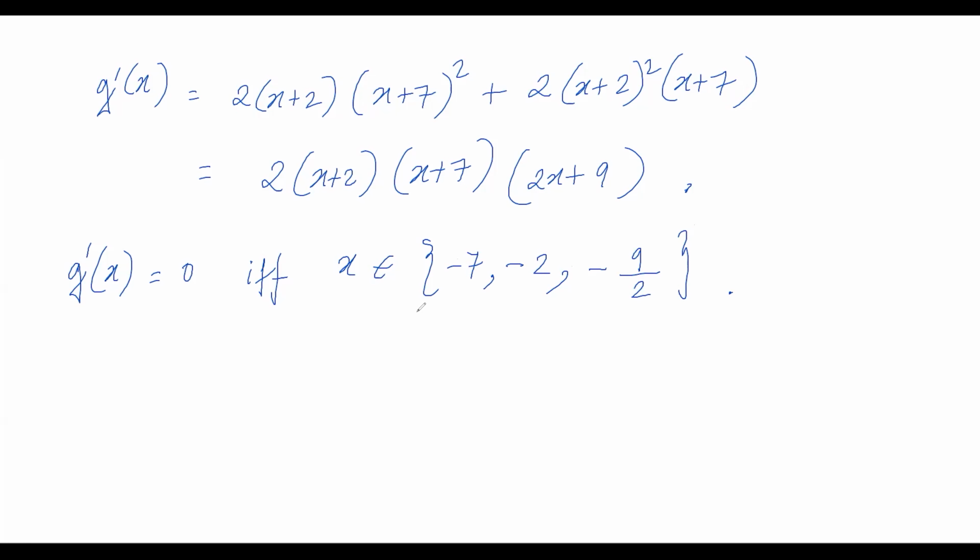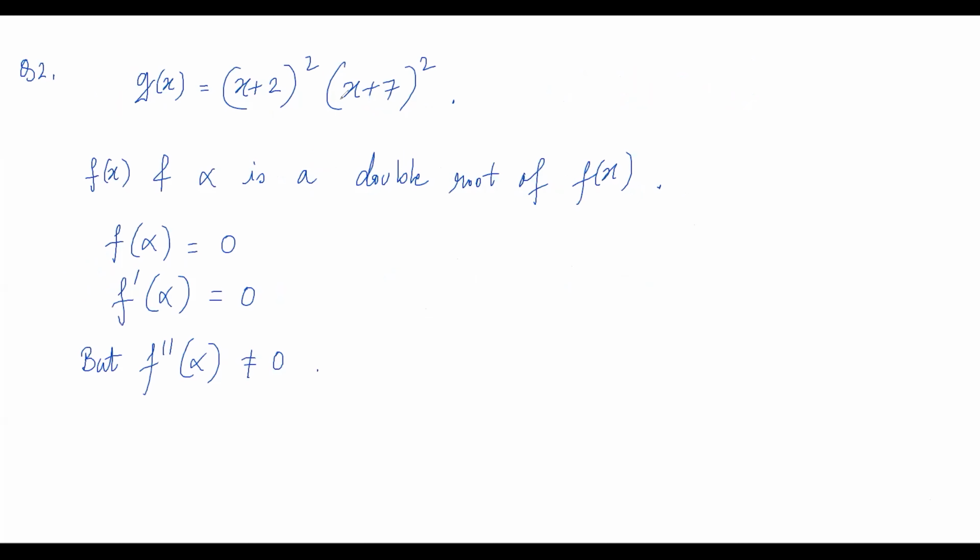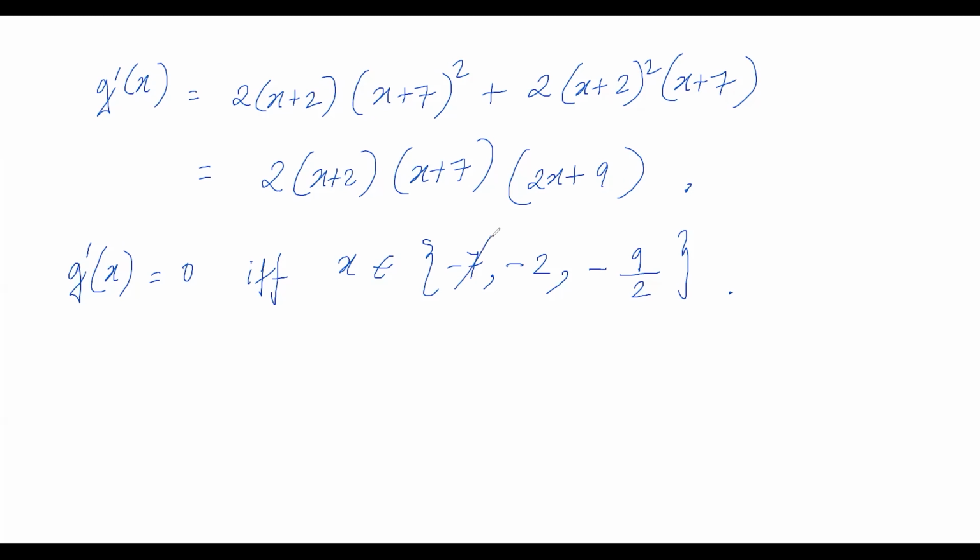But we see that if alpha is minus 7, then not only is minus 7 a double root, but minus 2 is also a double root. But we should have exactly one double root. And so a cannot be equal to 0. And so these two are not our options.